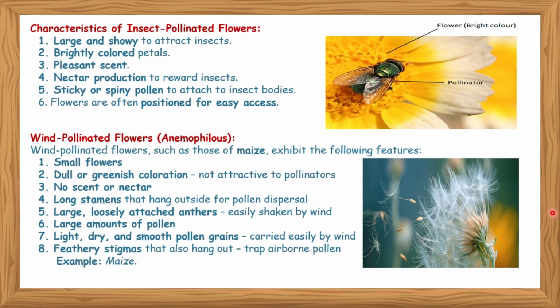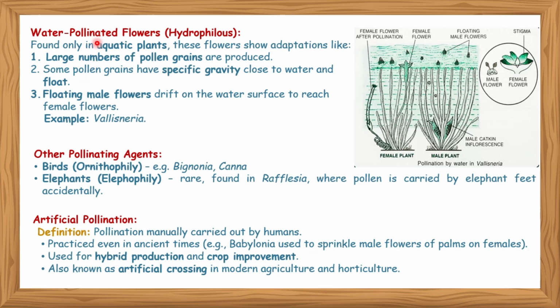Example, maize. This is the image showing the wind pollinated flowers or anemophilous, and the upper image showing the insect pollinated flower, that is the bright colored sunflower. Water pollinated flowers are hydrophilous. Example, Vallisneria. It is found in aquatic plants.